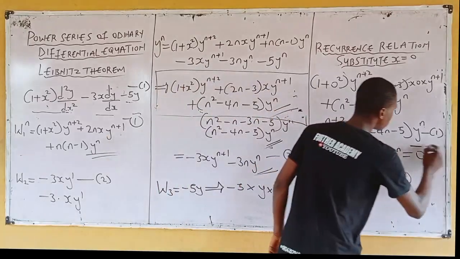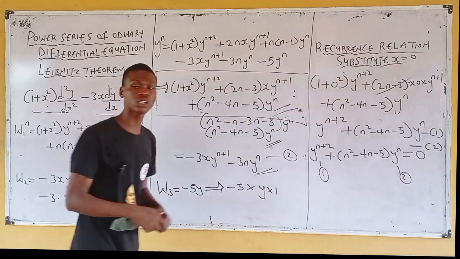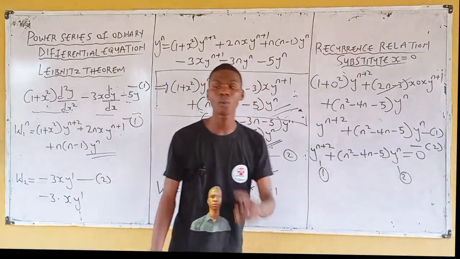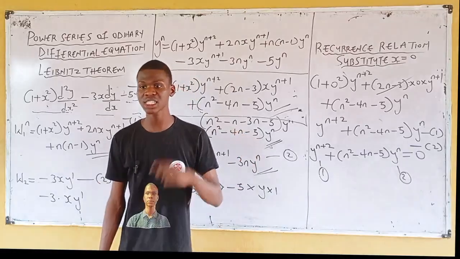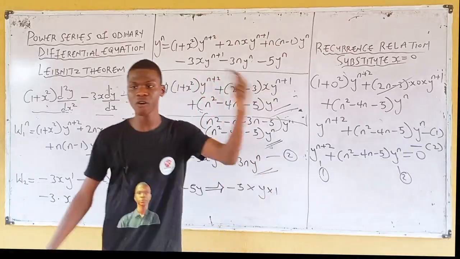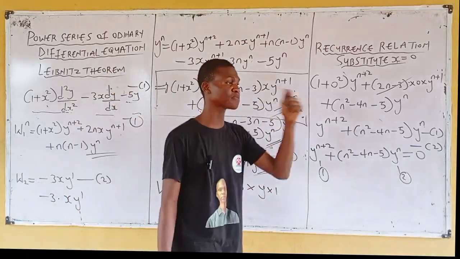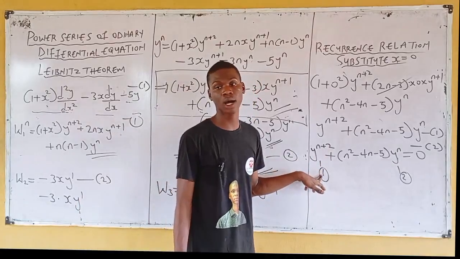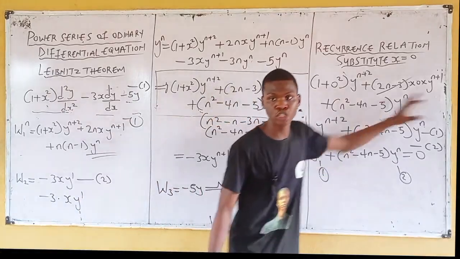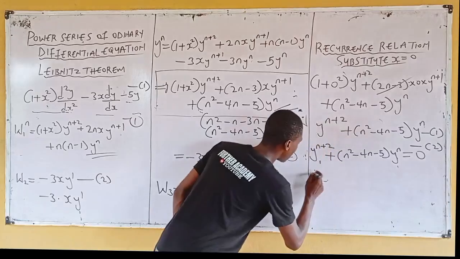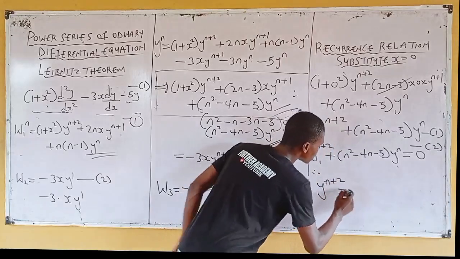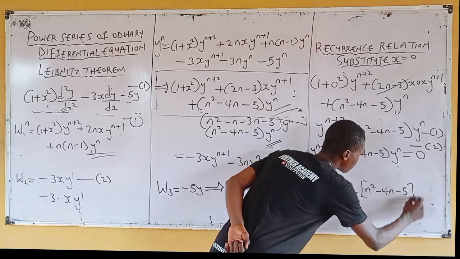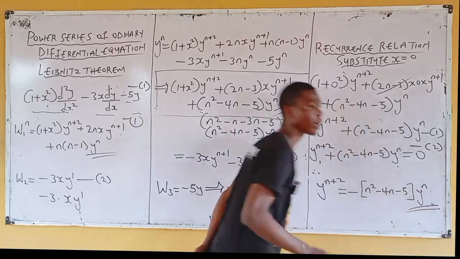So from this, say this is equation 2. From equation 2, you want to get a recurrence relation. Make y the subject of the formula, but observe the highest power of y. You are going to make the highest power of y the subject of the formula. So if this is the highest power of y, I'm making this the subject of the formula. By doing that, this expression goes to the other side. Therefore, y raised to the power of n+2 equals negative (n² − 4n − 5) multiplying y raised to the power of n. And this is our recurrence relation.